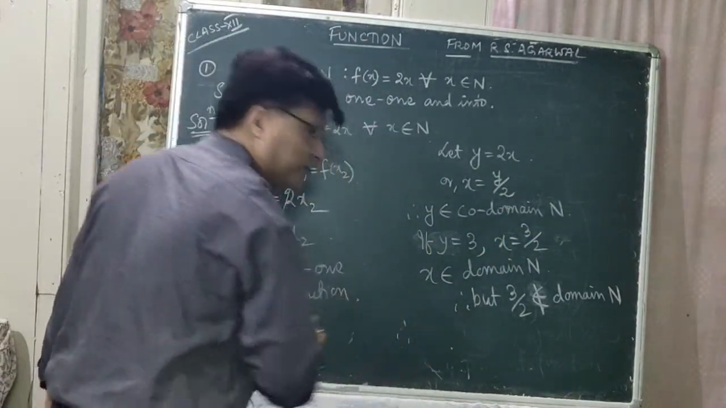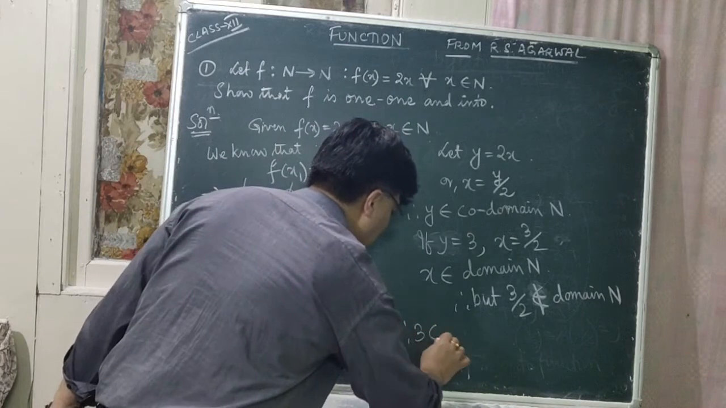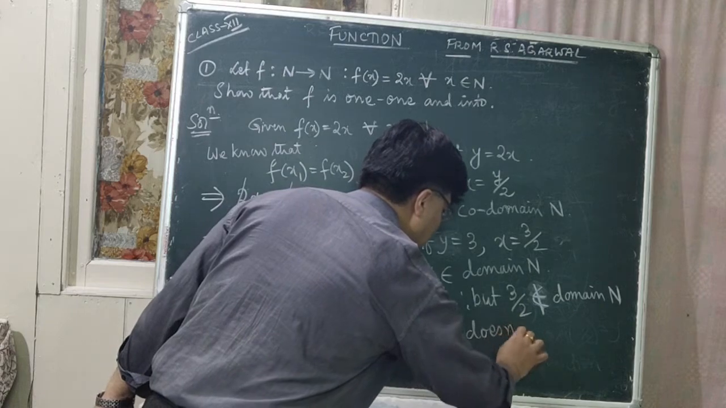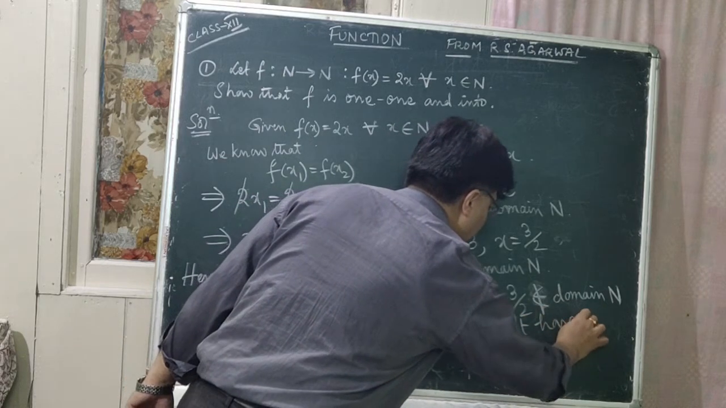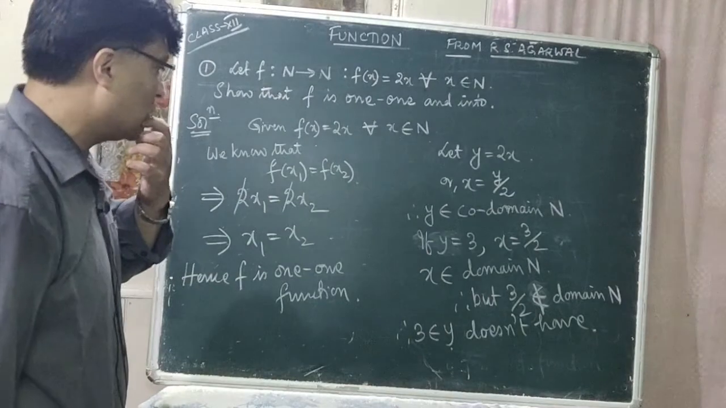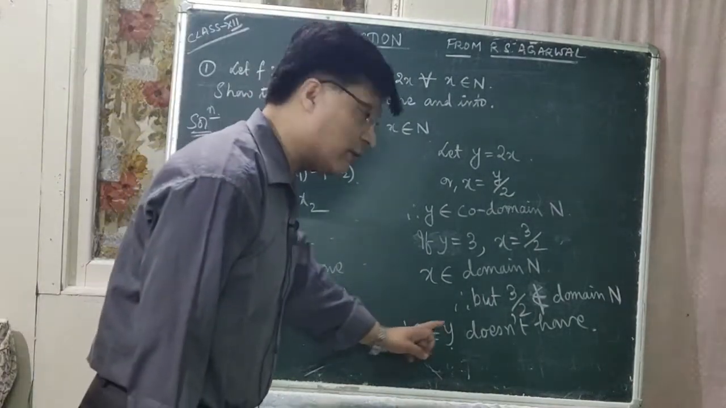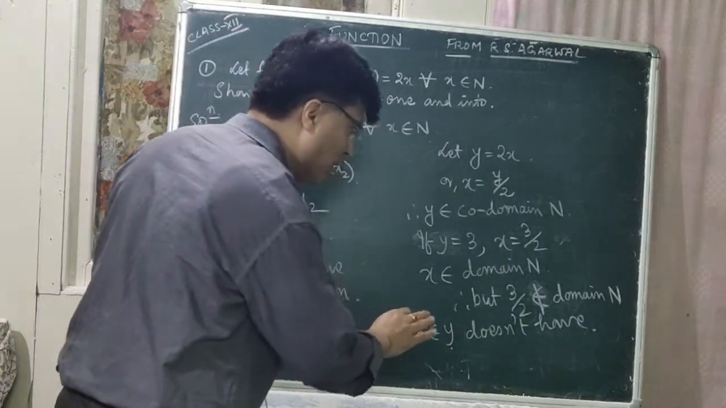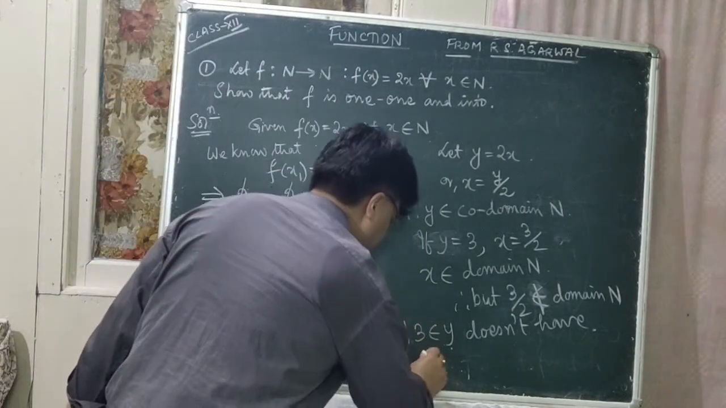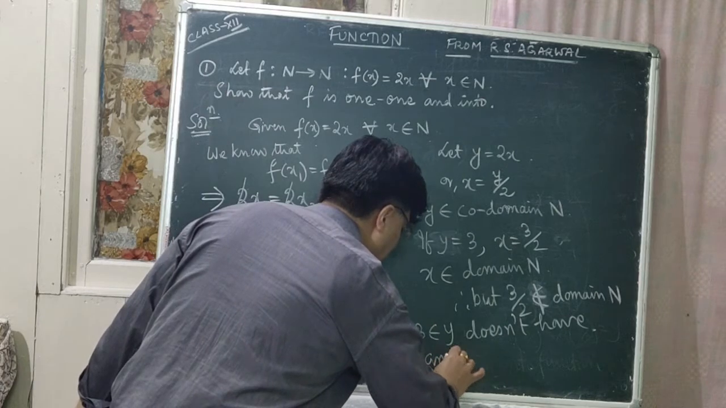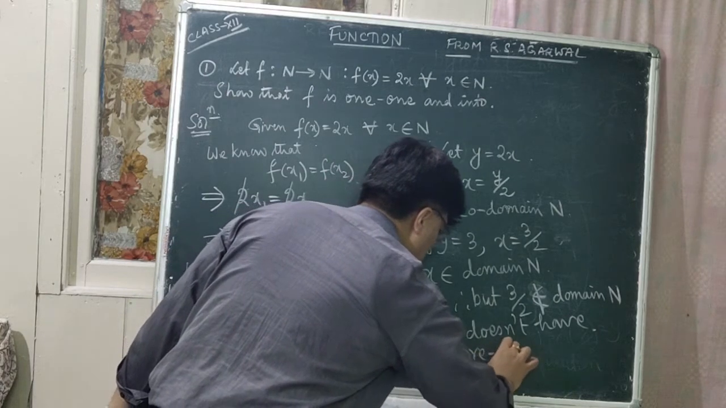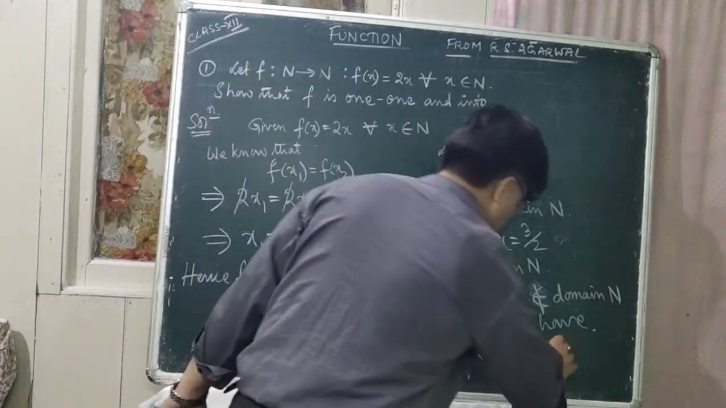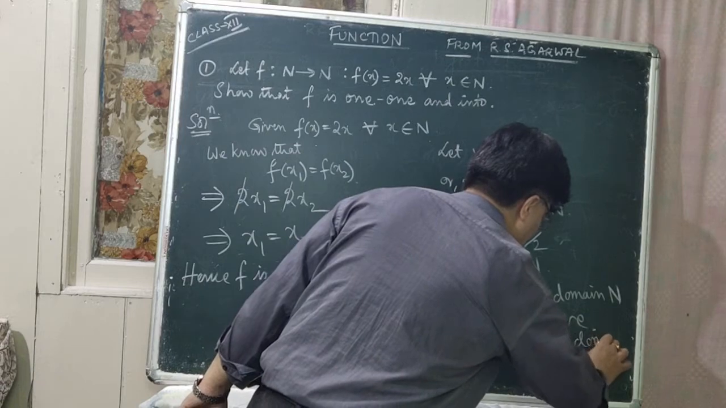So therefore 3 belongs to y, that is, 3 belongs to y. 3 is a natural number. 3 belongs to y is a natural number, and it doesn't have any pre-image, it does not have any pre-image in the domain N.